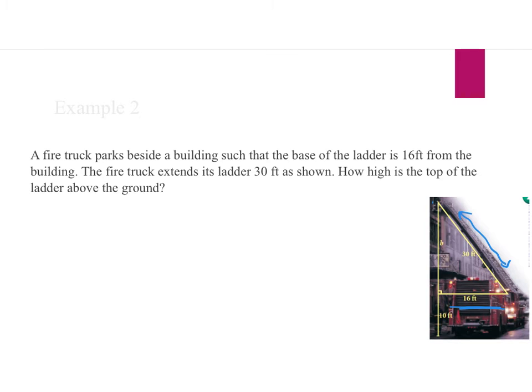So ultimately what we're looking at doing is finding this length here, and then we're going to have to add that 10. To start out, I'm going to write down my Pythagorean theorem, which is a squared plus b squared equals c squared. In this case, I don't know what side length b is, but I do know that a is 16. So I have 16 squared plus b squared equals my hypotenuse, 30 squared.